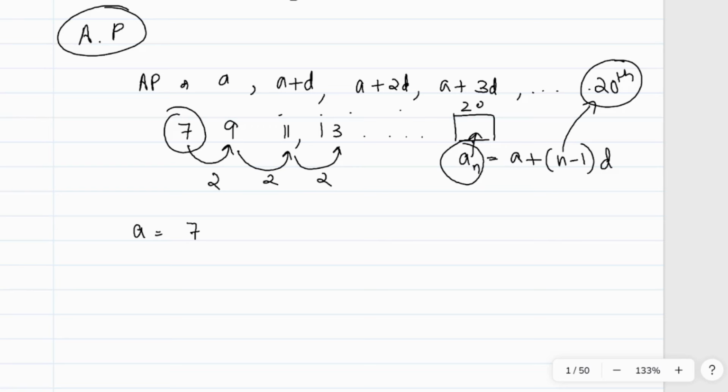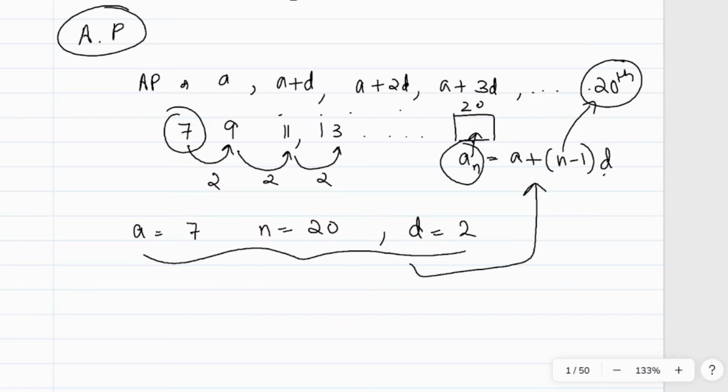In order to find that number, we have to use this equation: An equals A plus n minus 1 into D. Here A is 7, n is equal to 20, and D is the common difference, which is 2. When substituting all these values in our equation, we will be able to find which number we get at the 20th place. Okay, this is how we will solve an AP.